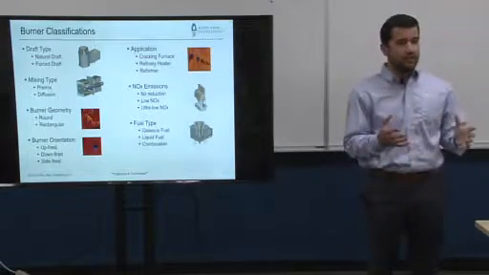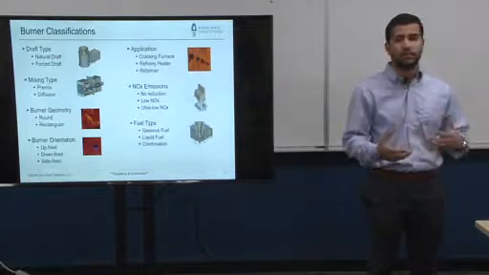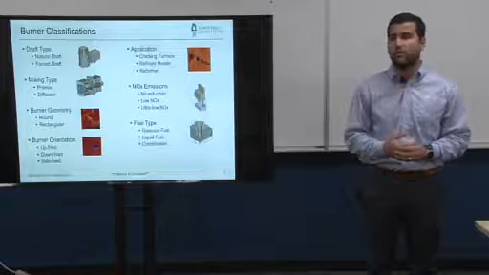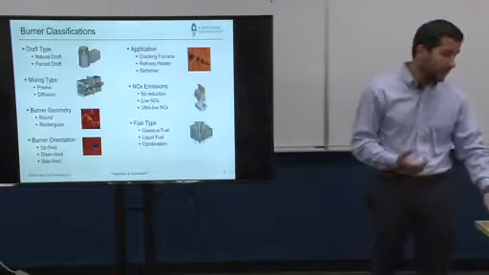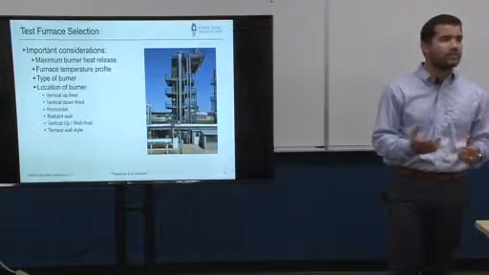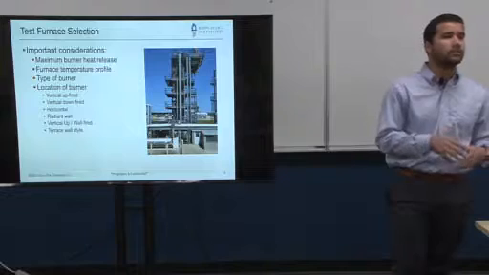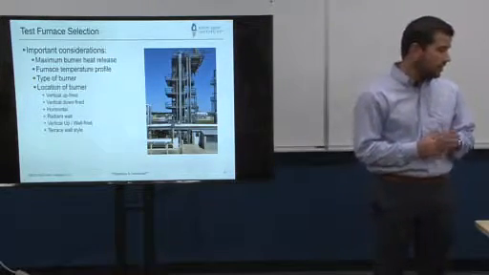So once we have identified the firing orientation or the type of burner, the type of fuel, and the type of applications that it is going to be used in the field, then we select a test furnace. Currently, I think we have about 10 test furnaces here in Tulsa, Oklahoma. There are a few others in another country.